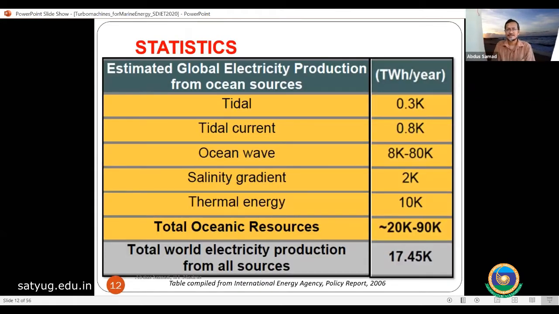Now next, some statistical data published some time back by the International Energy Agency in 2006 shows lots of energy is there, like ocean thermal energy. Tidal energy 0.3 terawatt per year, tidal current, ocean wave, salinity gradient, and thermal energy, which is ocean thermal gradient. How do you get the thermal energy? It is not like a steam power plant or anything. It is ocean thermal energy. How do you get ocean thermal energy?